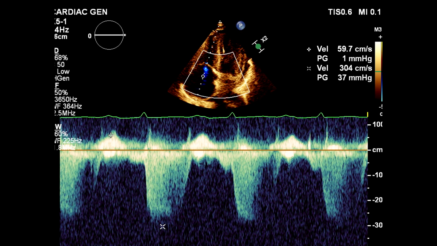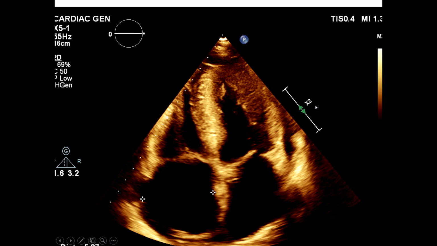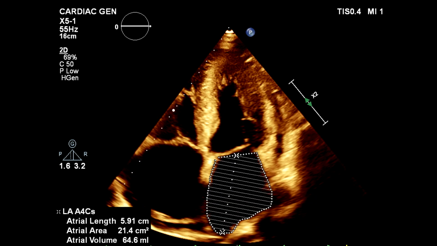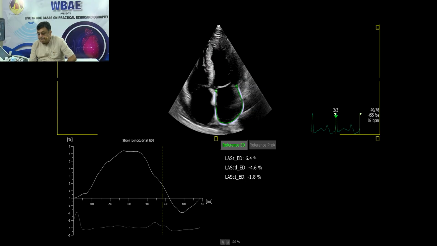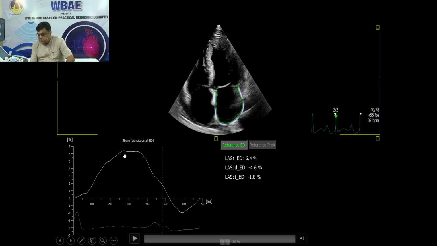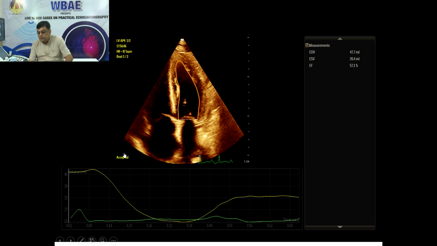The aortic valve and the pulmonary valve and this tricuspid valve showed definitely a gradient of 37, which showed that the patient had pulmonary hypertension. The RA was dilated significantly. The LA volume was 64, which was also significant. And see, the LA strain pattern also showed less than 7 as the average strain.